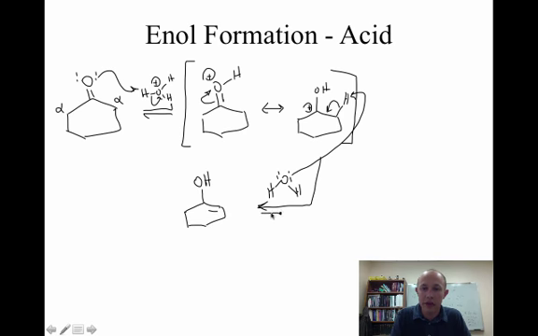Every single one of these steps is reversible, right? And if we look at the stability of our starting material versus the stability of our product, here we have a very strong carbon-oxygen double bond, but here we have a weaker carbon-carbon double bond. So actually the reason why the ketone tautomer is favored much more than the enol tautomer is the fact that the enol tautomer is less stable than the ketone tautomer.